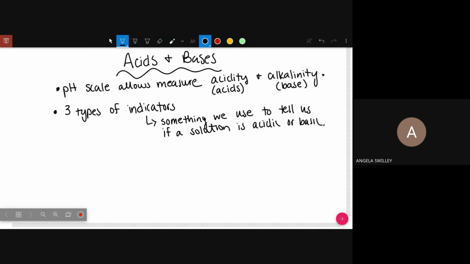So something we use to tell us if a solution is acidic or basic. Our first type of indicator is litmus paper. Now, there are two types of litmus paper. We have red litmus paper and blue litmus paper.